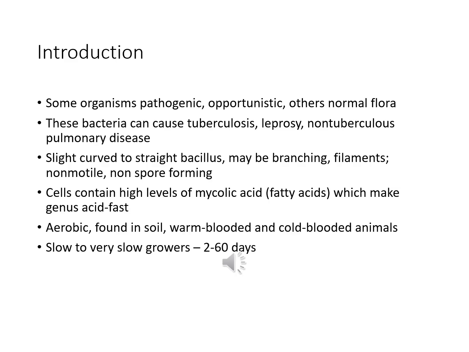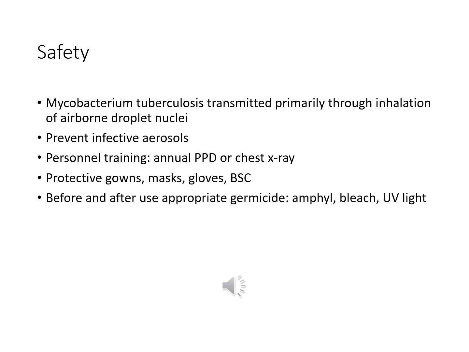So why do we call these acid-fast bacillus? It's because the cell walls of these organisms contain high levels of mycolic acid or fatty acid, which makes the genus acid-fast. So we will use an acid-fast stain, and we will not use a gram stain to try to visualize these organisms. Processing and working up initially, as well as working through identification, safety is of utmost importance for working with Mycobacterium tuberculosis, or really just any acid-fast bacteria.